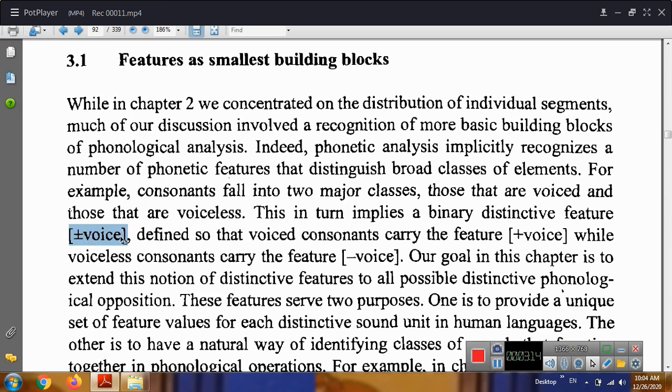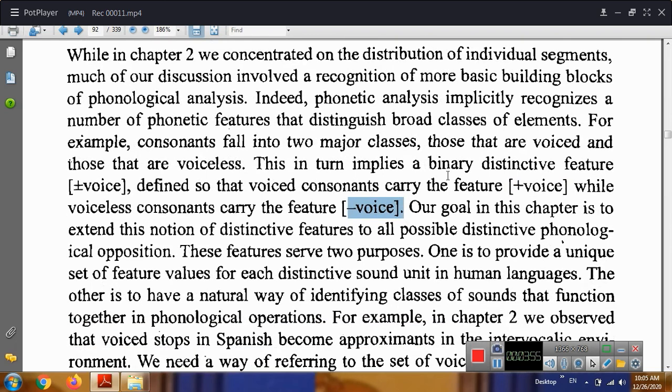Okay, here we will read about this feature. Defined so that voiced consonants carry the feature plus voice. We show the distinctive feature of voiced sounds in this way: two square brackets on both sides of that feature, with a plus. While voiceless consonants carry the feature minus voice. It means that they don't have such a feature.